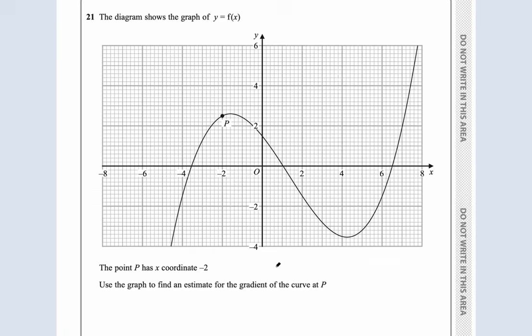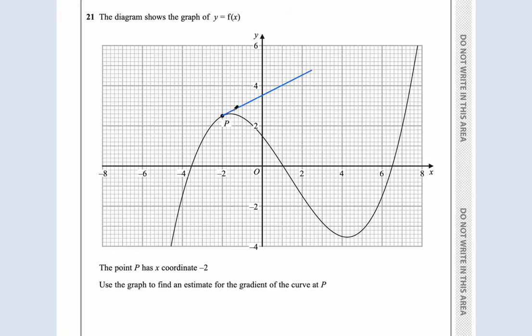Question 21. This is y equals f of x. The point P has x coordinate minus 2. Use the graph to find an estimate for the gradient of the curve at P. Okay, so guys, this is this question where you draw a tangent to the curve. Okay, now it's not always simple to get right, guys, but let's try this.